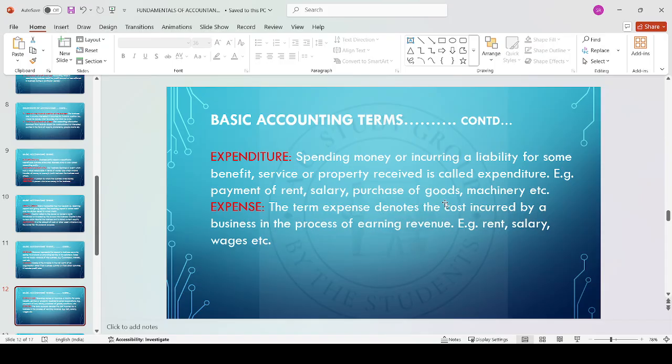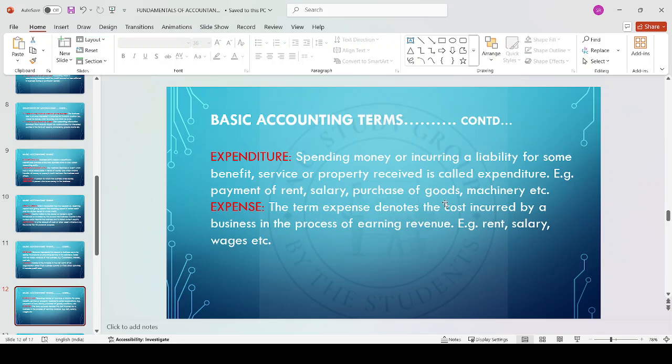Next, let's go to expenditure. Expenditure means spending money or taking on a liability to receive some benefit or property. So for example, paying rent, salaries, or purchasing goods or machinery is expenditure. Let me repeat that again. Expenditure means spending money or taking on a liability to receive some benefit, service, or property. So examples are paying rent, salaries, purchasing goods or machinery.